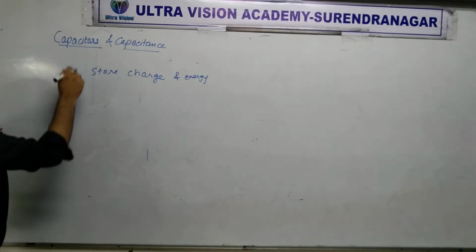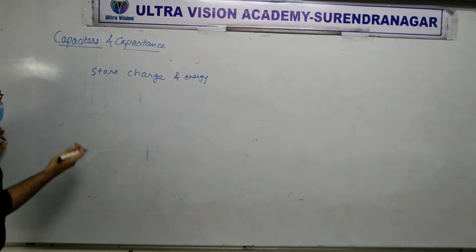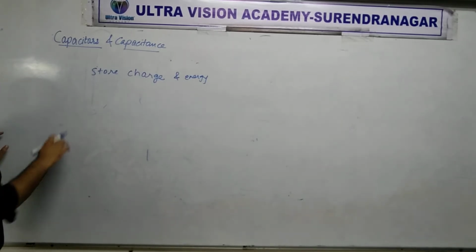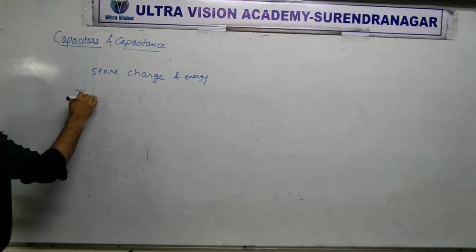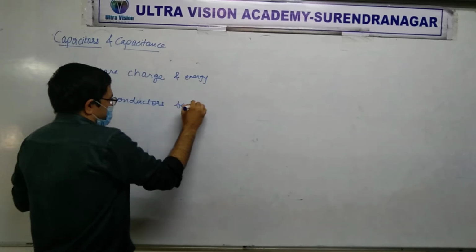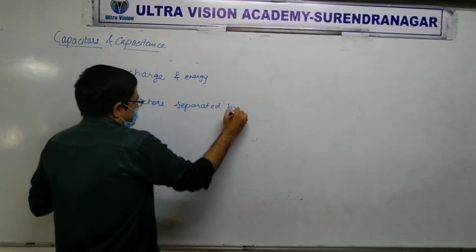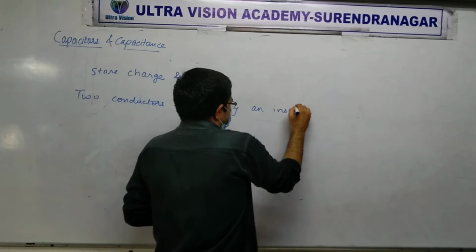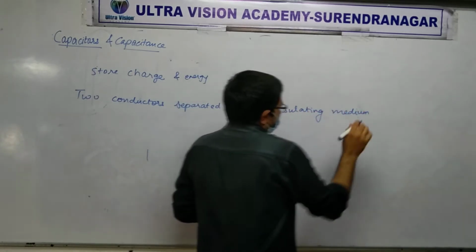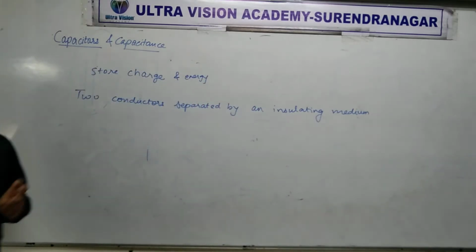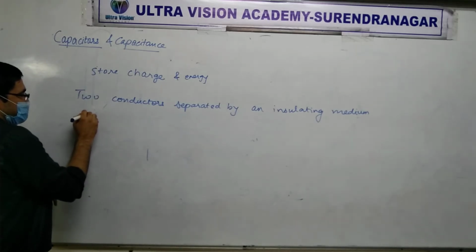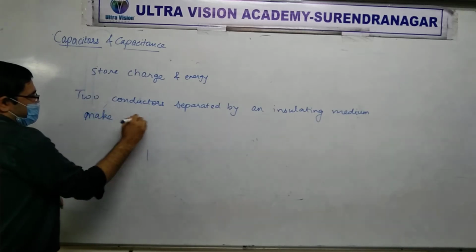Now, what is a capacitor made of? There are different kinds of capacitors, but here we are going to study the simplest ones. They are as follows: two conductors separated by an insulating medium, or insulator, any kind of insulator. Air is also an insulator. So two conductors separated by an insulating medium make a capacitor.